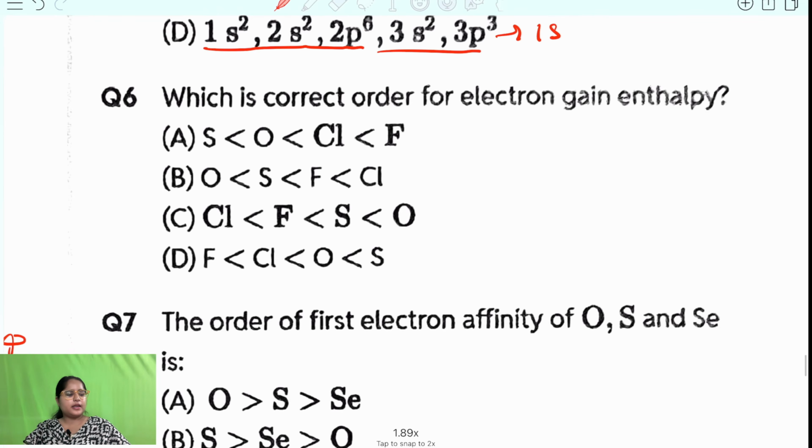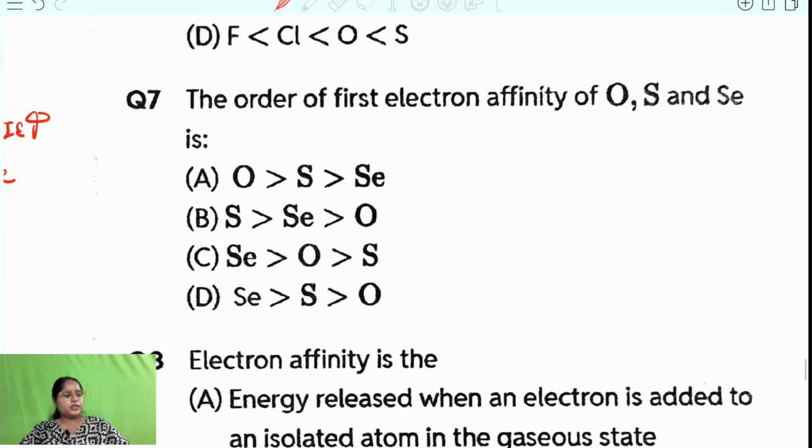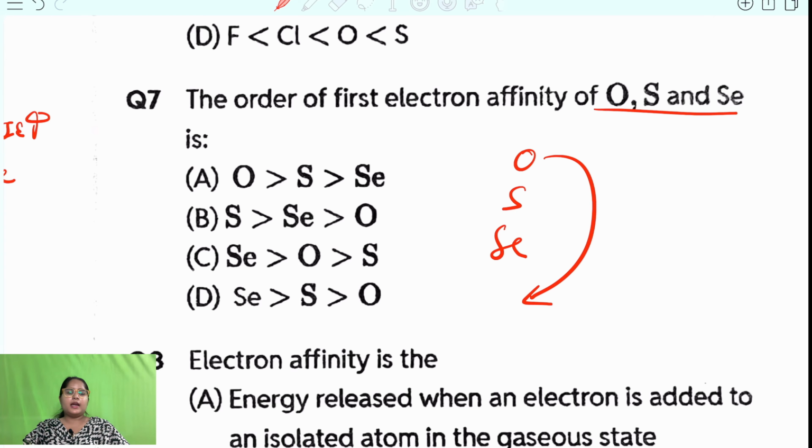Next, which is the correct order for electron gain enthalpy? Just now I have told you chlorine is the highest. Which option has chlorine highest? B option, directly you can take. The order of first electron affinity of oxygen, sulfur and selenium: please, here it is an exceptional one. Remember oxygen will be least. Down the group electron affinity decreases, so sulfur will be more than selenium and then oxygen will come.